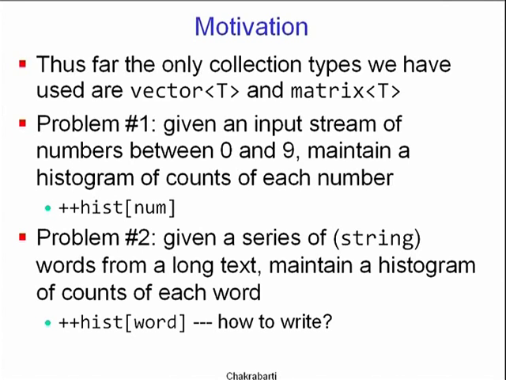Similarly, problem number two is where I am given a piece of text, let's say a sequence of words, and I want to count how many times each distinct word appears in the text. Now here again, if words can be, say, up to 10 characters long, there are an awful number of words that are 10 characters long. So in principle, the space of words is very, very large. But if the incoming text has 2,500 words, then there can be at most 2,500 distinct entries in your mapping. So ideally, you'd like to code exactly as before, as simply as we used to do with vectors. In other words, when I see a word called word, I should still be able to say something like plus plus hist word. So whatever be the count of word, increase it by one.